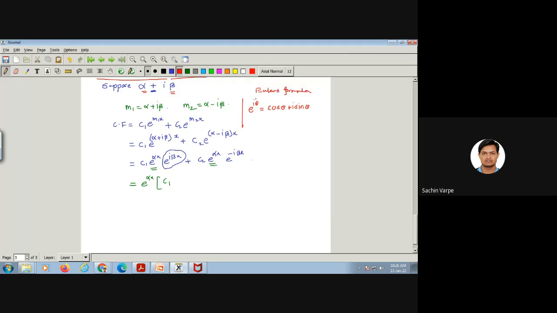So I can write the exponential function in terms of cos and sine. We use this relation: e to the power i theta is cos theta plus i sine theta, and here also we have one more, e raised to minus i theta, that is cos theta minus i sine theta, right? So these two formulas we are using here.